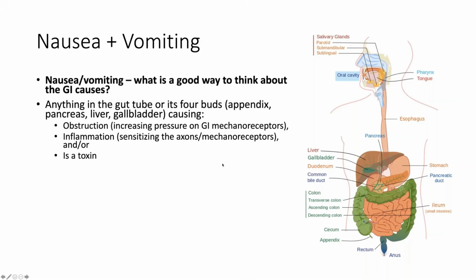So I was looking at some random paper, and I thought, oh wow, this is actually a really good way to think about nausea and vomiting. That was basically what they said: obstruction or inflammation. I had the toxin thing.